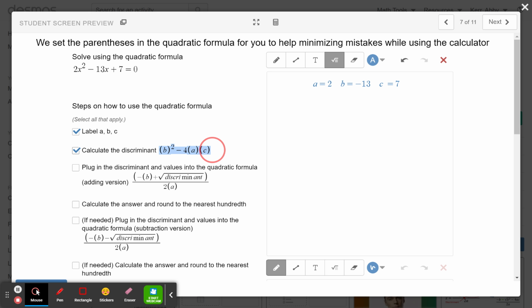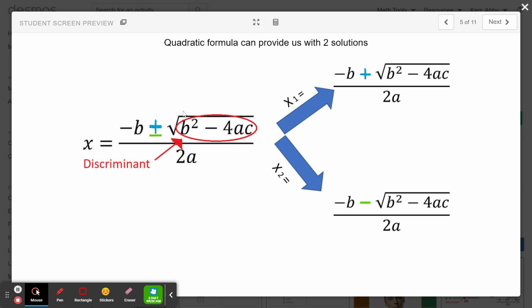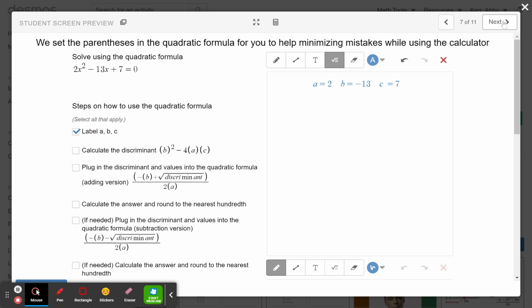The minus 4 comes from the formula, okay? If you go back to this slide, the minus 4 is always there. Here it is again. So it has nothing to do with the equation. It's just a part of the formula.